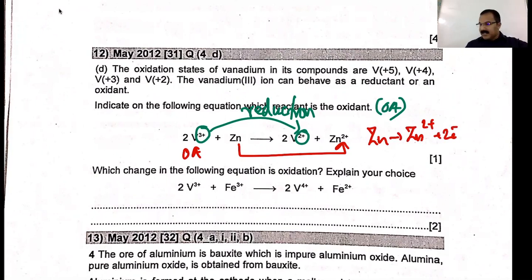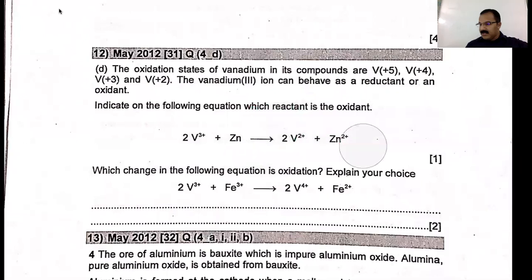So your answer is, indicate the following reaction. Which one is the oxidant? How do you answer this? Because there is no way to answer other than just to circle it. Because there is no space given. You just circle it and write oxidant.